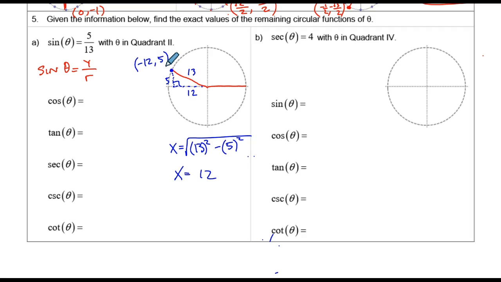So let's take a look at cosine theta. Cosine theta is x divided by r. So that's going to be -12 over 13. Tan theta is sine over cosine, or y over x. So that's going to be -5/12. Secant theta is 1 over cosine, or r over x. So that's going to be -1/12.